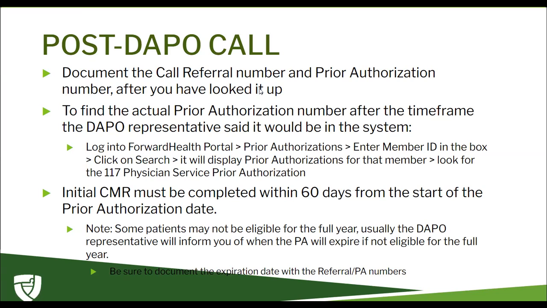Some patients will not be eligible for a full year, and the DAPO rep will look that up. They'll say, let's say we called in today, this patient's only eligible up until September 30th, unless they renew. Most of the time they renew, but just make a notation on that patient's eligibility note to pass on down to the pharmacist, or in the care plan like we do in Pioneer. Just always document that so you have that.